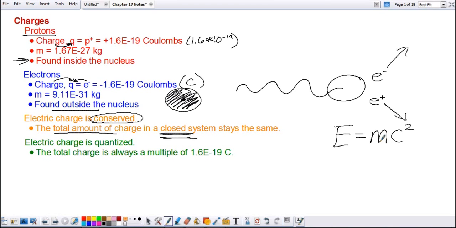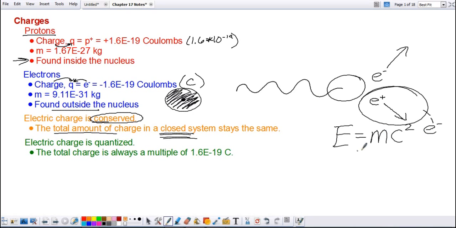Now, you might be wondering, why don't we know about these positrons? Why don't we have them? Okay, why aren't they around? All right, well, that's because this is antimatter. And as soon as antimatter comes into contact with matter, those two things are going to annihilate. Okay, and what that means is that they are going to destroy each other. And when that happens, energy is going to be created.